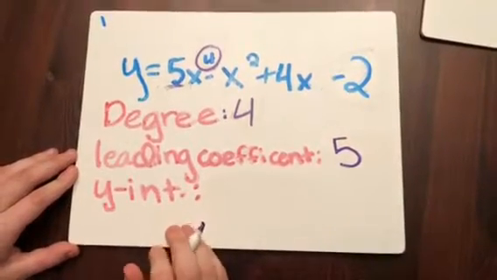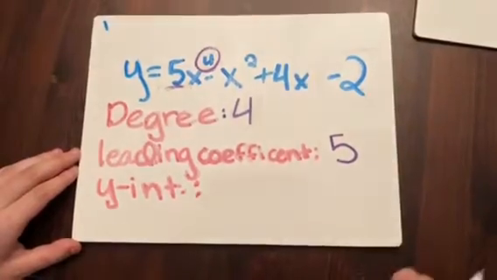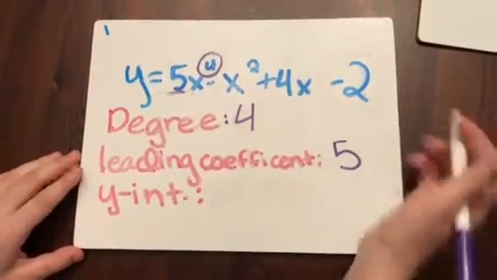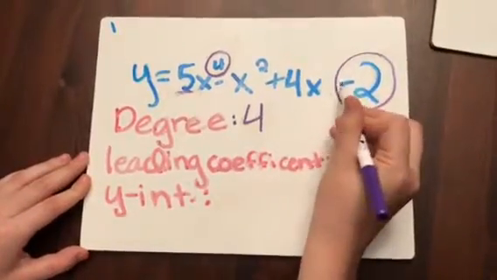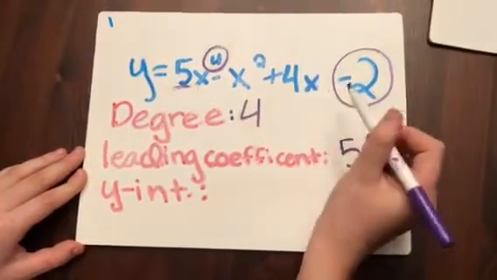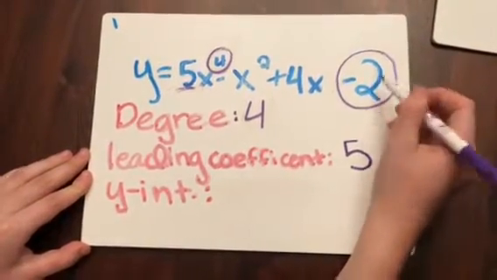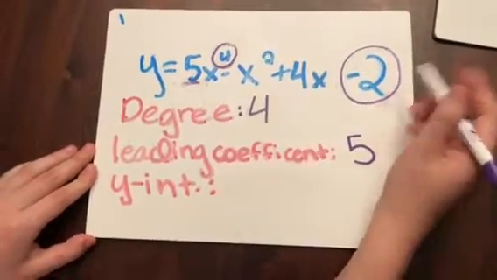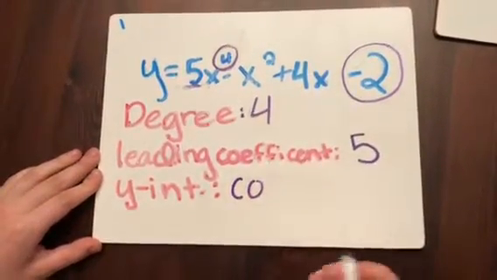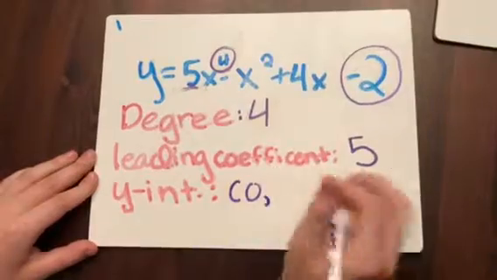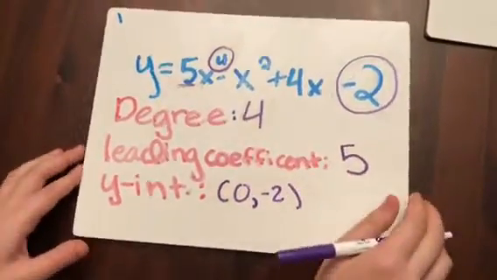The y-intercept, you are looking for the last number that does not have a variable attached. So for this example, it would be 2. But remember, we are keeping this subtraction sign with it, so it would be -2, and there is no variable attached to it. So this is how we know it would be our y-intercept. When we're writing our y-intercept, we're going to write it as a point, so it would be (0, -2).